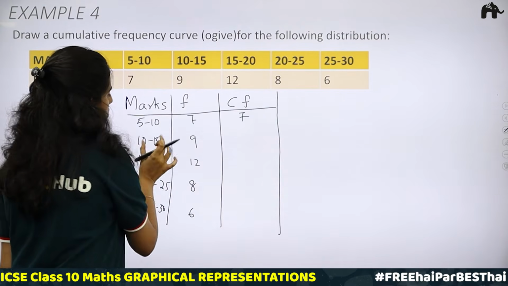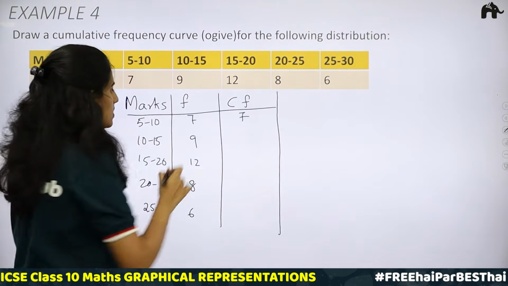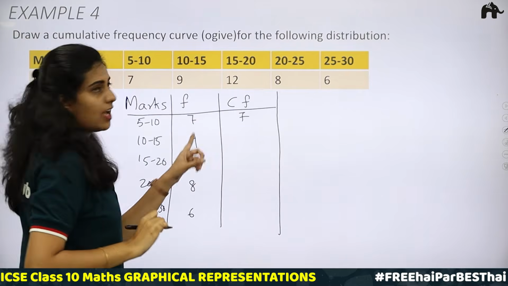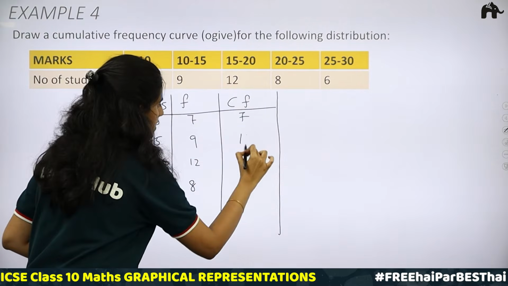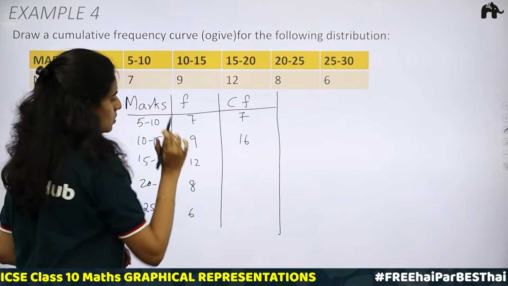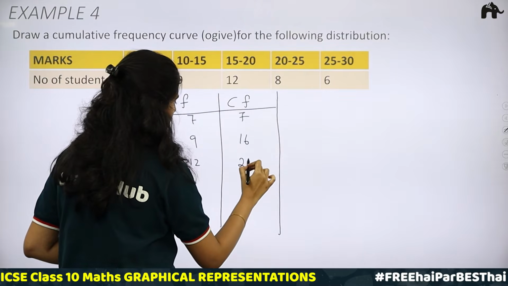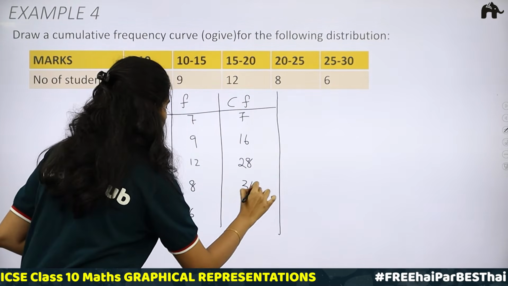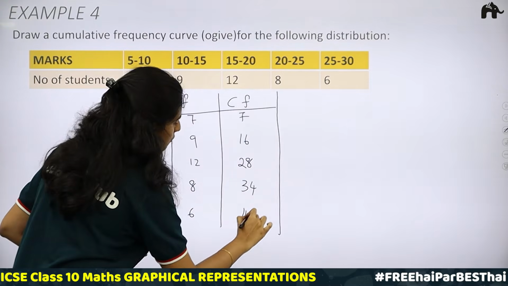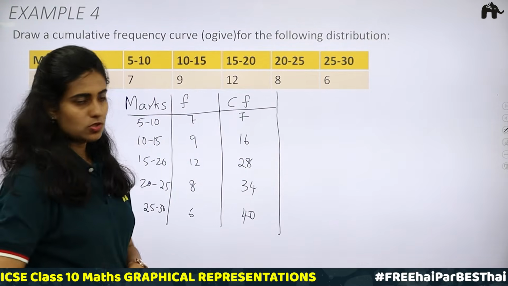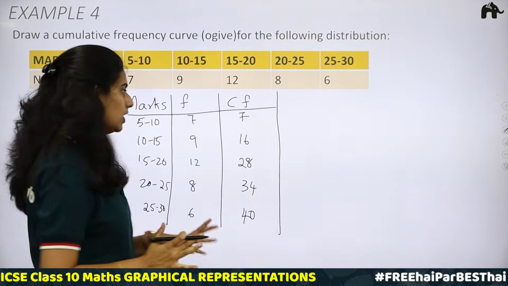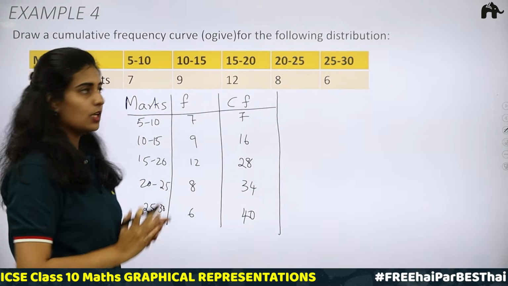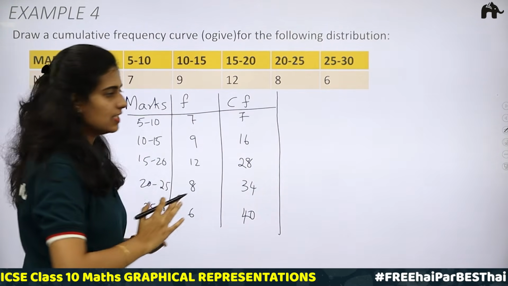For the interval 10 to 15, in order to get the cumulative frequency, you have to add these two numbers. 9 plus 7, you will be getting 16. Next, 16 plus 12, 28. 28 plus 8, 34. 34 plus 6, 40. So the total number of students is equal to 40. We got the cumulative frequency. Now, we know how to draw the cumulative frequency curve.